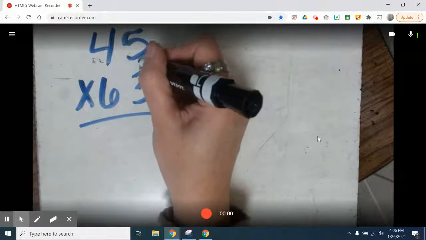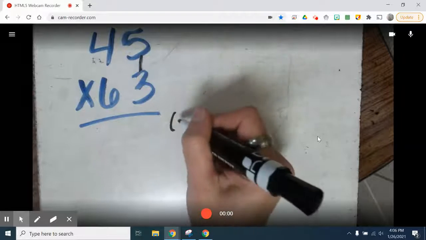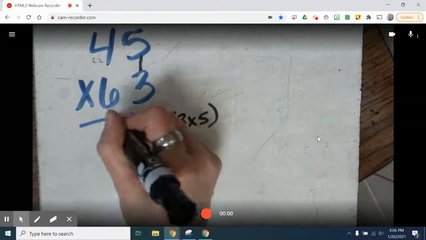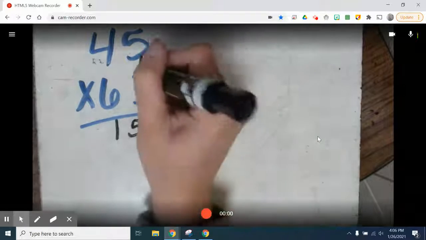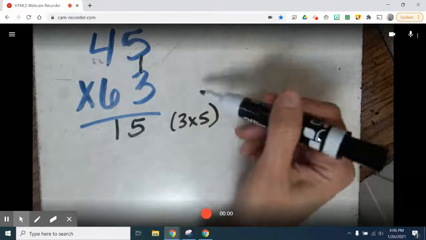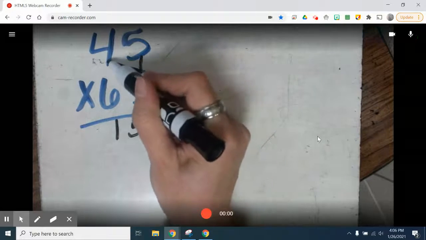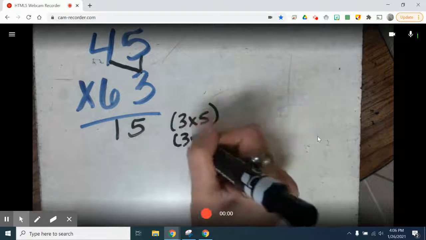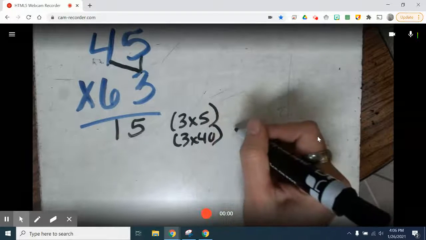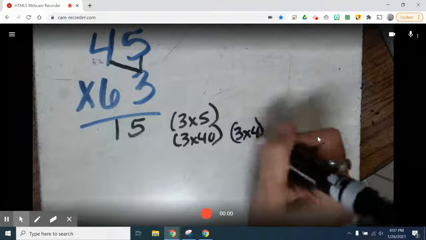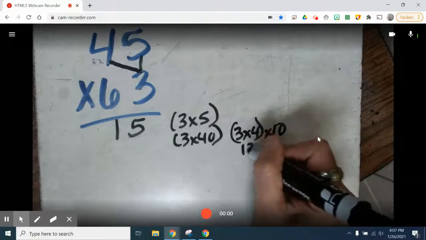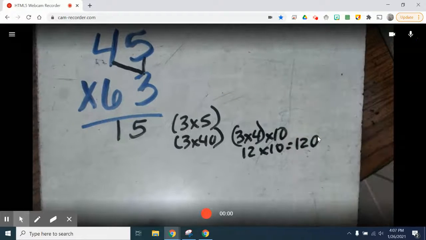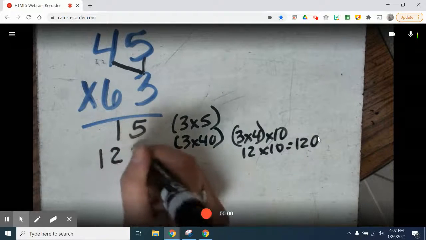So ones place times the ones place, 3 times 5. I put the problem out to the side. 3 times 5 is 15. Drop the 15. Now the ones place, which is the 3, times the tens place, which is 4, so that's 40 because it's in the tens place. So there's that 3 times 40 again, which is 3 times 4 times 10, so 12 times 10, which is 120.